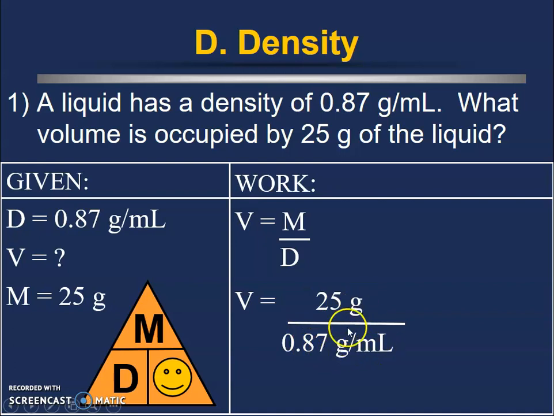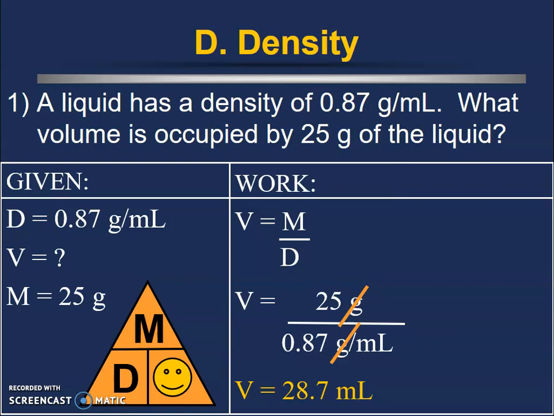My mass was 25. My density was 0.87. Again, I'm keeping up with my units. And now I have grams on top of the line. I have grams below the line. Those are going to cancel off and disappear. They canceled each other out. I'm left with milliliters. So type this into my calculator, 25 divided by 0.87, and I get 28.7 milliliters.